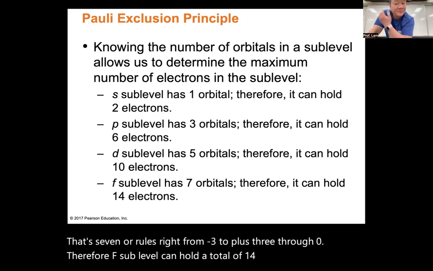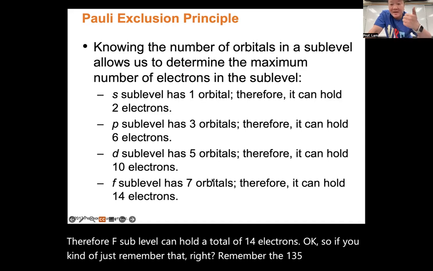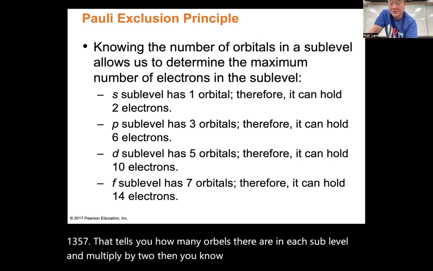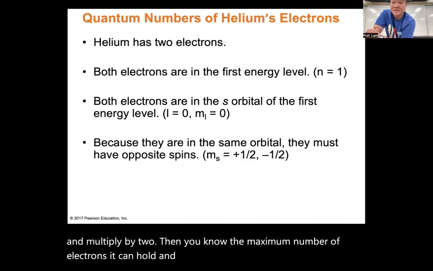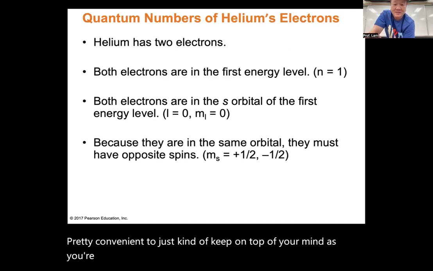Okay. So if you just remember that, right? Remember the 1357: s, p, d, f is 1, 3, 5, 7. That tells you how many orbitals there are in each sublevel. And multiply by 2, then you know the maximum number of electrons it can hold. And that is pretty convenient to keep on top of your mind as you're doing electron configuration. Makes it easy.